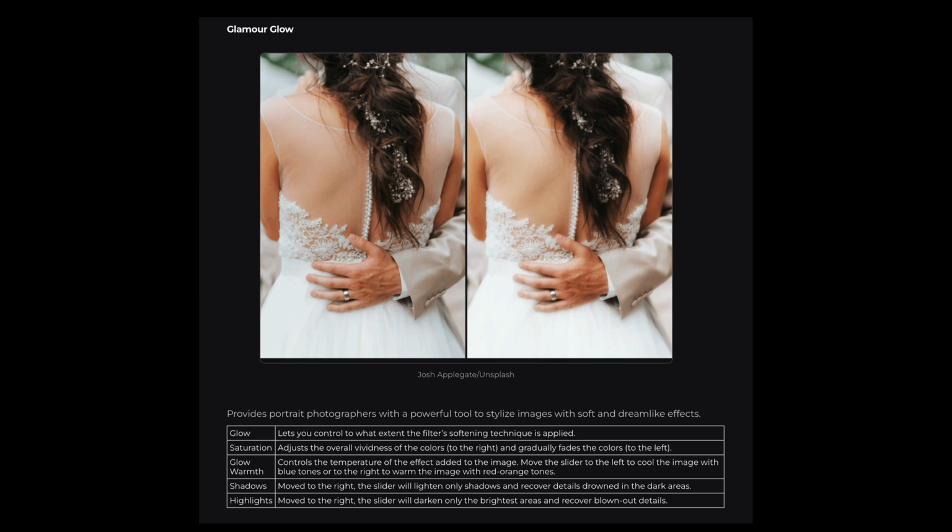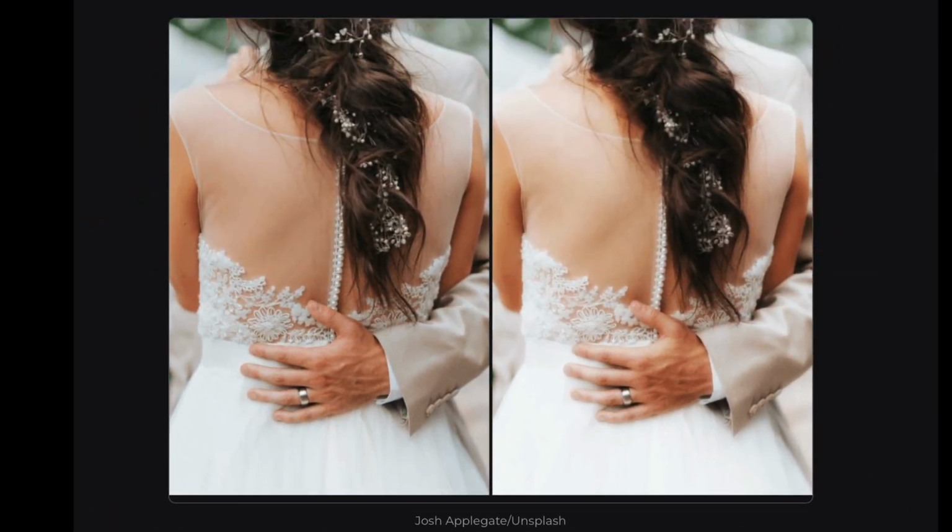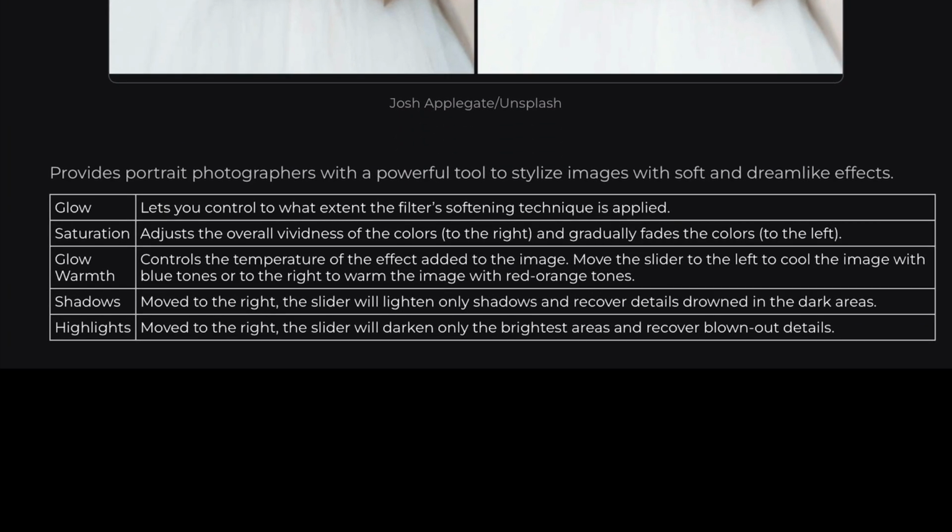Let's start out by taking a look at the user's guide for the Nik Collection, and under the filter Glamour Glow, this is what you're going to find. Now, this filter provides portrait photographers with a powerful tool to stylize images with soft and dreamlike effects. And you can see the image on the left compared to the image on the right. Very cool. But you know what? It's more than that. I wish they would say it's not just for portrait photographers. It's for landscape photographers as well. Landscape photographers love Glamour Glow. Absolutely.